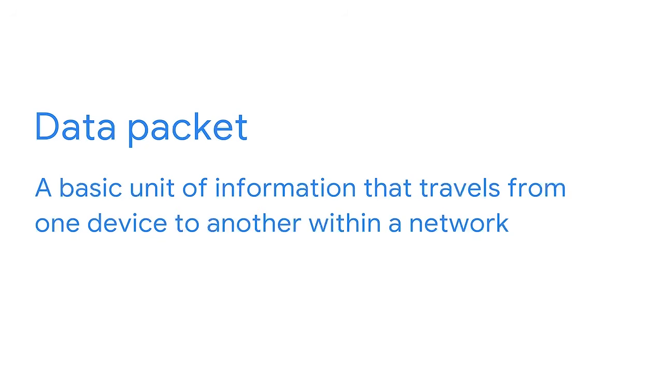Networks help organizations communicate and connect. But communication makes network attacks more likely because it gives a malicious actor an opportunity to take advantage of vulnerable devices and unprotected networks. Communication over a network happens when data is transferred from one point to another. Pieces of data are typically referred to as data packets. A data packet is a basic unit of information that travels from one device to another within a network.